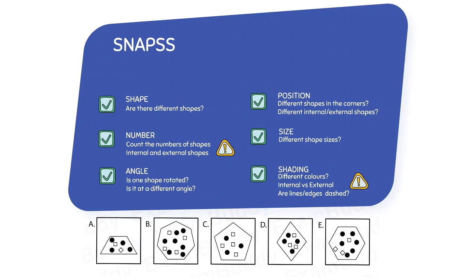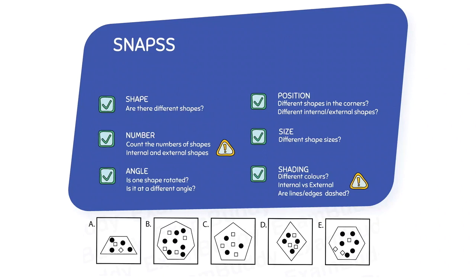If we look at B, it's a heptagon. It has 7 sides, and it contains 7 black circles. C is a pentagon. So if it follows the rule we've seen so far, we would expect to see there are 5 black circles, but we only see 3. So this looks like it could be the odd one out.